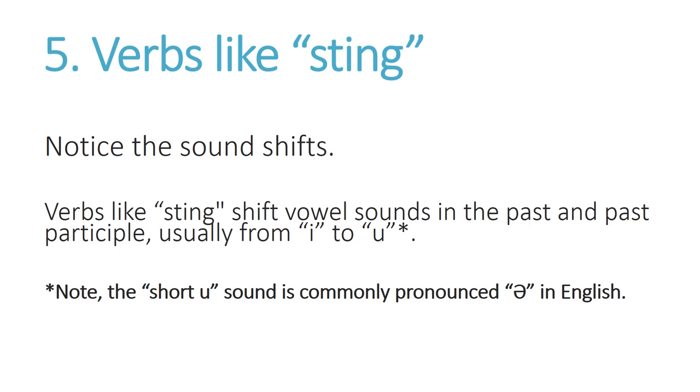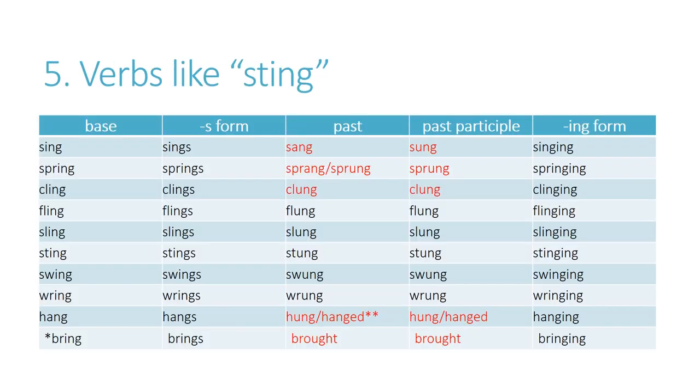With verbs like sting, it follows a very similar pattern, but there's one small difference here. You will have the sound shifts, and you notice these sound shifts are a little bit different. Verbs like sting shift vowel sounds in the past and the past participle, usually from I or E to U. The short U sound is commonly pronounced in English. Let's look at some examples. We'll start with the verb sing.